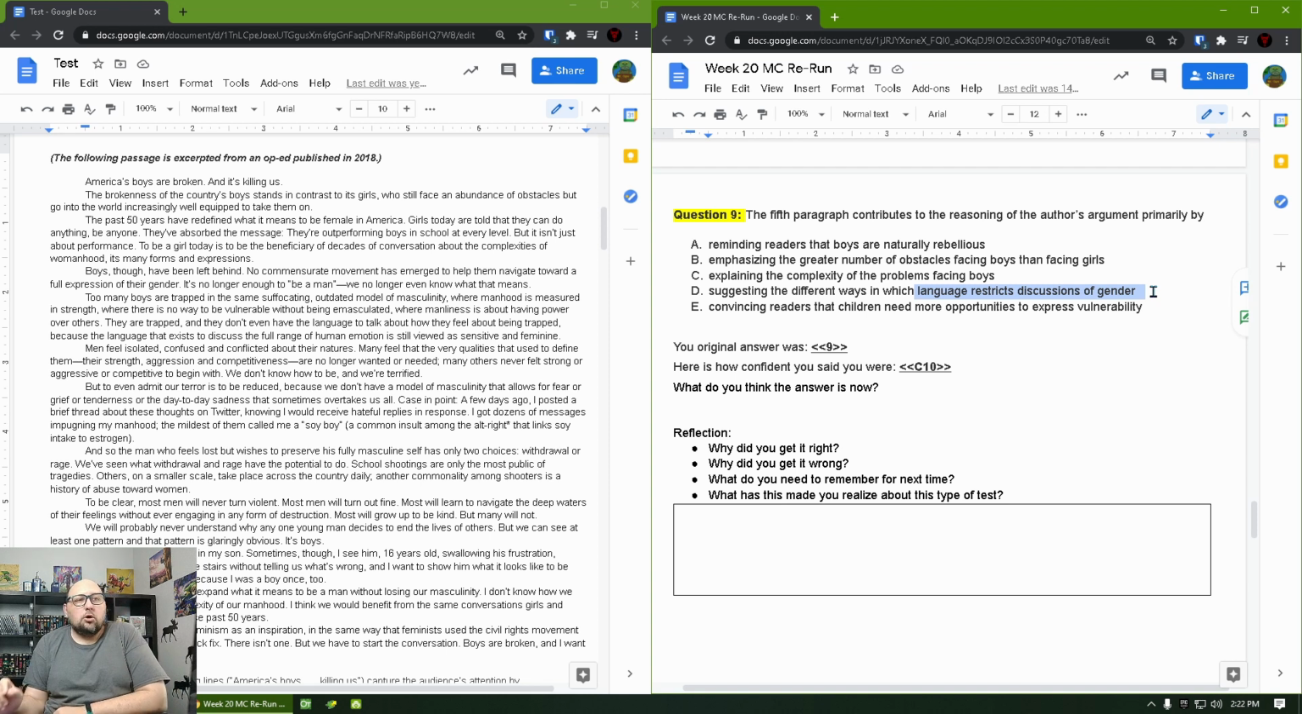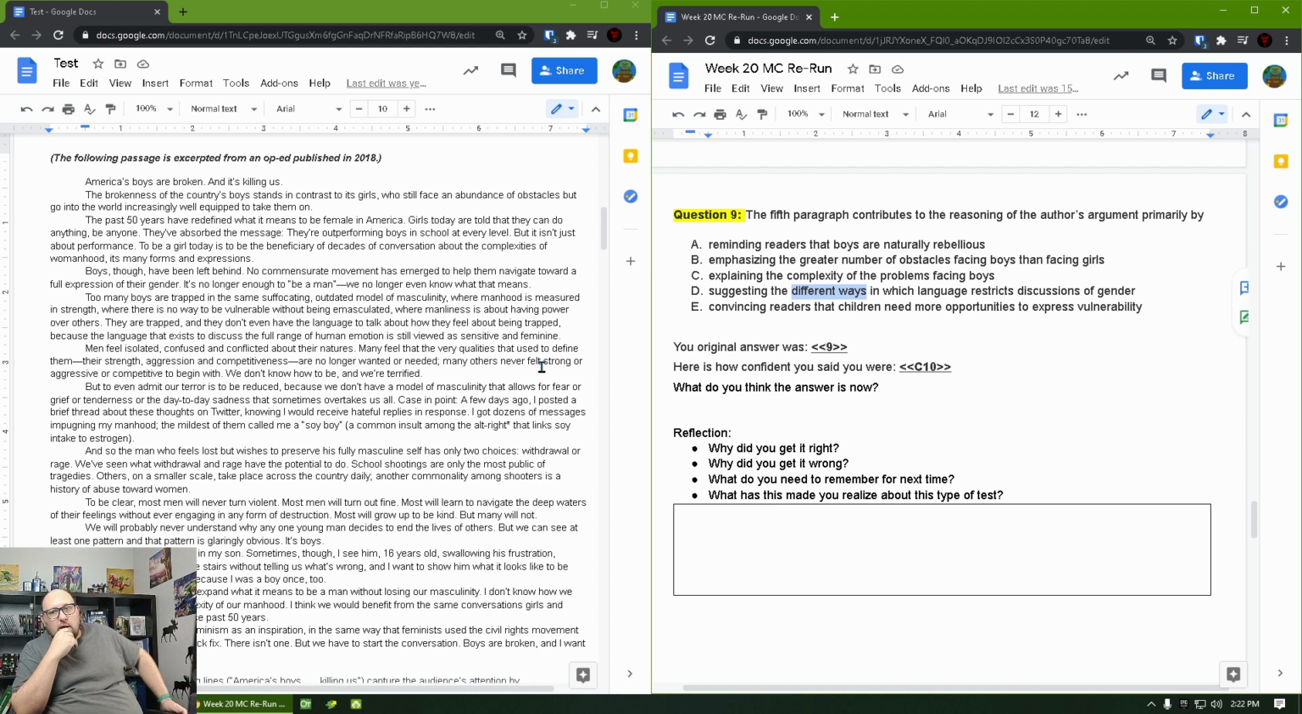However, there's one word that makes D wrong. If it didn't have this word right here, if it didn't say different, or if it did and it didn't have the S on the end of ways, then this would be correct. But paragraph 5 only talks about one way that language restricts discussion of gender. It doesn't talk about different ways. And therefore, D is wrong.